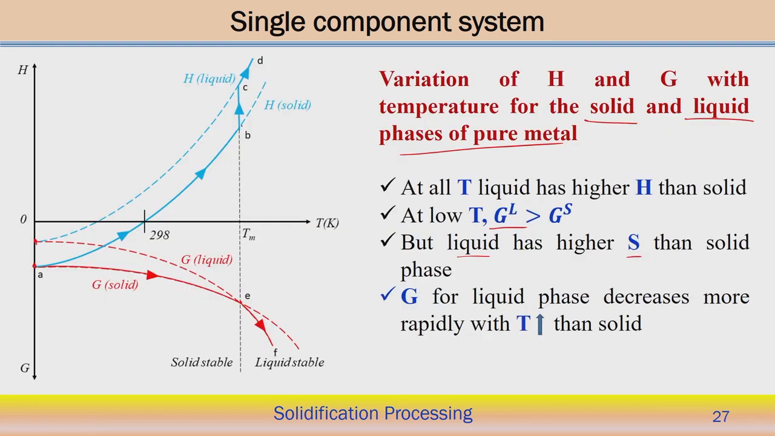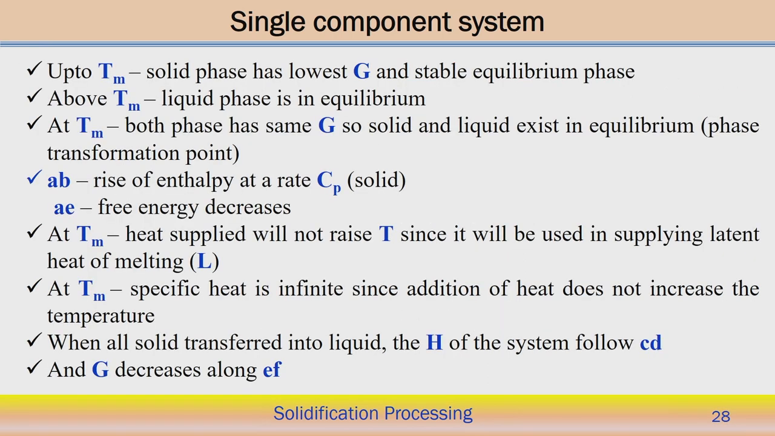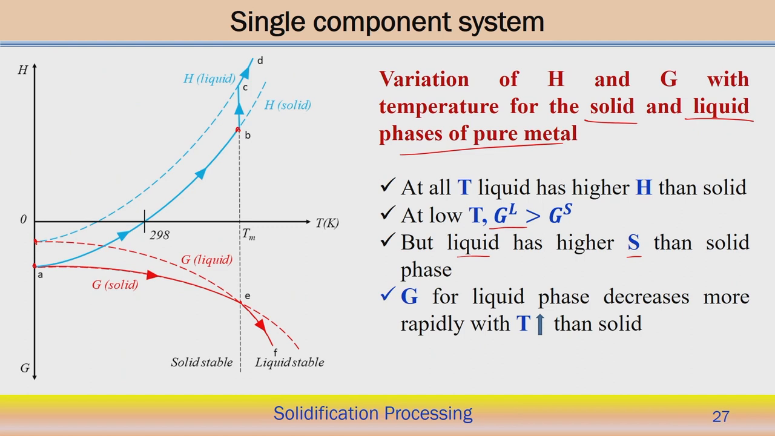So, here A and B, this is the rise of the enthalpy with increasing temperature. The rise of enthalpy at a rate indicates the slope of this curve is Cp, that is why we are saying the rise of enthalpy is at a rate of Cp, and that is for the solid phase. But AE indicates the decrease of the Gibbs free energy between the A and E point. So, between A and E point, there is a decrease of the Gibbs free energy.